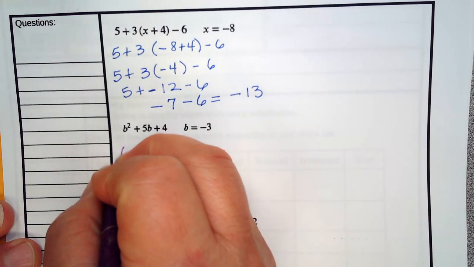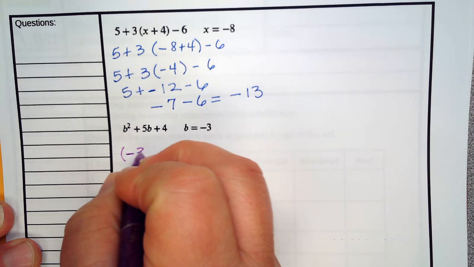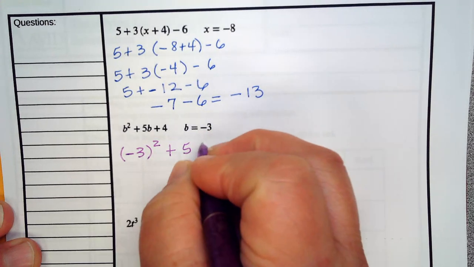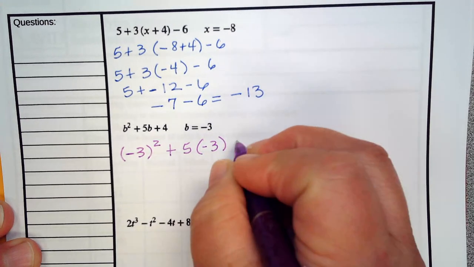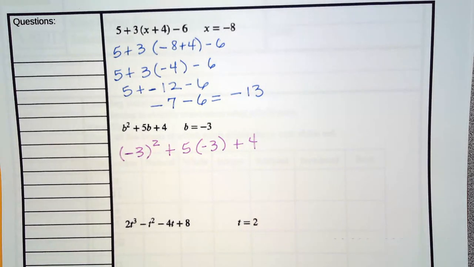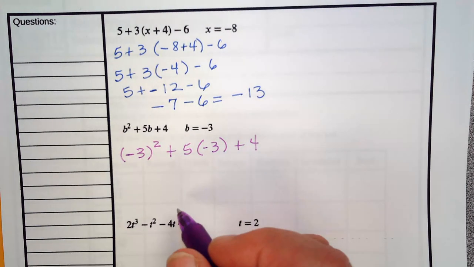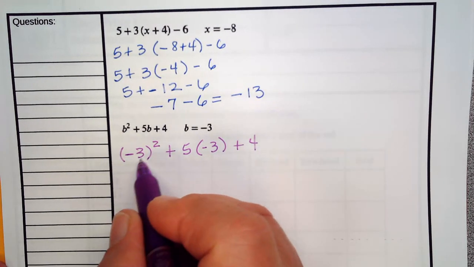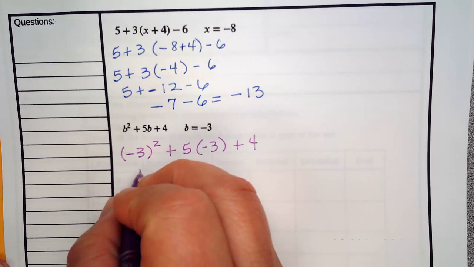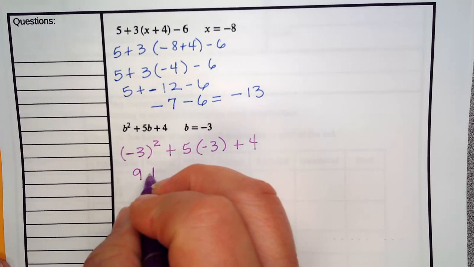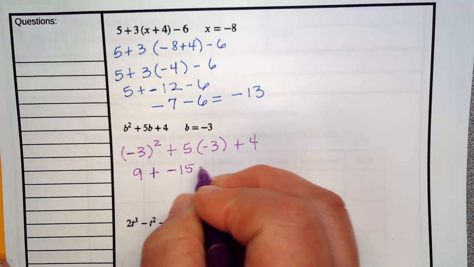Let's use our substitution. B is negative 3, so it starts out with negative 3 squared plus 5, replace with negative 3, plus 4. Step 1, just substitute in. Okay, parentheses and exponents. Well, I can't simplify anything in the parentheses, so I'll go to exponents. Negative 3 squared, negative 3 times negative 3 is positive 9. 5 times negative 3 is negative 15, plus 4.